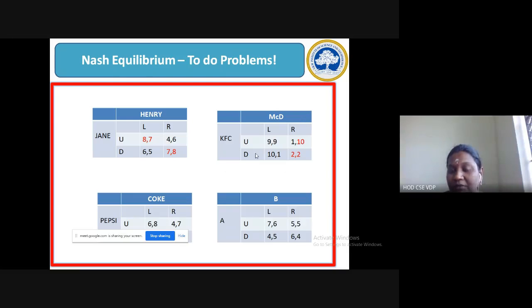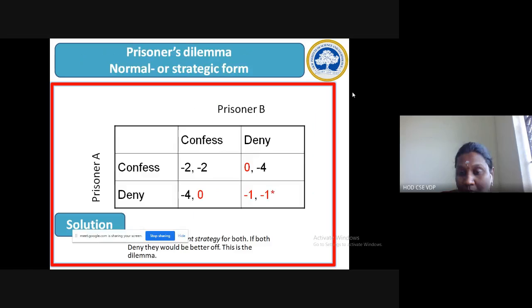Okay, so if you have a Nash equilibrium, you can have one Nash equilibrium or you can have more than one Nash equilibrium. That is not a point. But whether the problem has a Nash equilibrium or whether it doesn't have a Nash equilibrium is what we are going to determine. So we'll come back to this problem later.